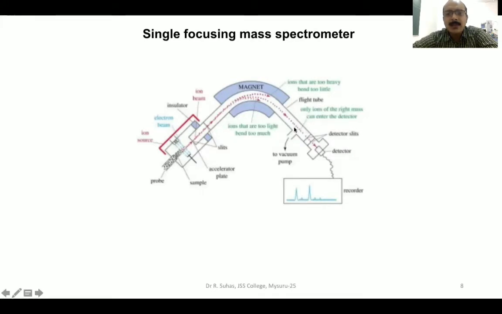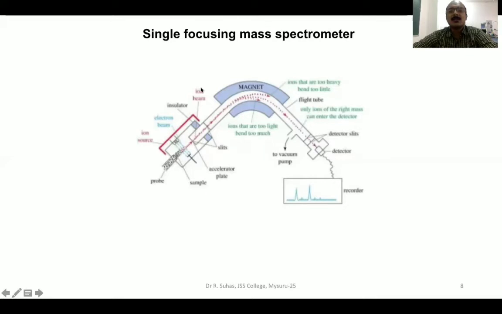Only ions of the right mass can enter the detector. So here this is the ion path length, or the different ions' path lengths. Those ions which have the right mass, only they can enter into the detector cells, and the entire mass spectrometry should be carried out in an evacuated chamber, or it should be connected to a vacuum pump. Here also there will be slits. You can see two horizontal lines. These are called detector slits. Again, the function of these detector slits is to monitor the movement of the ions. Once the ions come to the detector, they will be collected and recorded in the form of a spectrum in the computer, and this is a typical mass spectrum.